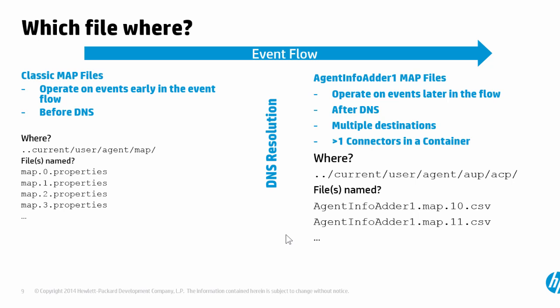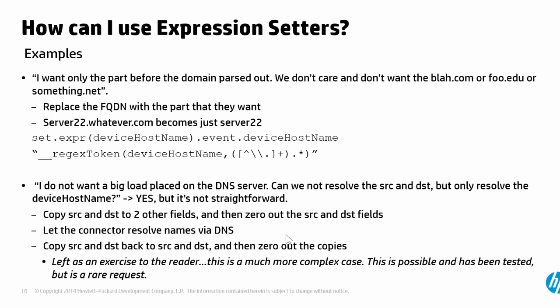So you can do lots and lots of these map files to do parts of the tokenization and remapping, and then the next file can do the next piece and so forth. So they can build upon each other, or they can be mutually exclusive. So let's take an example where we want to simply remove the 22 from server22.whatever.com. What we can do here is you'll see set.expression device host name. So that's what we're actually interested in as a getter, so to speak.